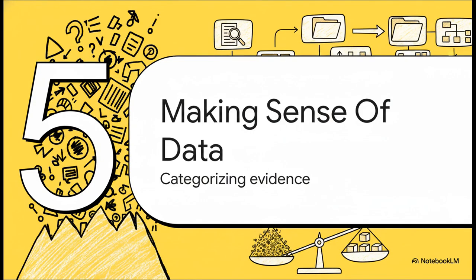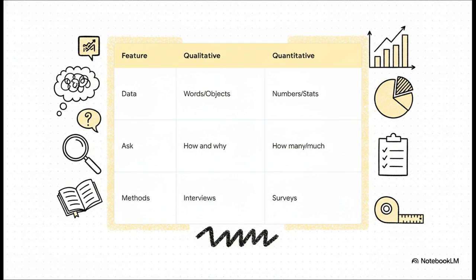And finally, Section 5, making sense of data. Okay, so once you actually have the data, you generally split it into two camps. Quantitative data is the how many. The raw numbers, statistics, and surveys that give you hard, objective facts to test your ideas. But qualitative data, that's the how and why. It's the open-ended interviews, words, and observations that give those hard numbers rich, real-world context.